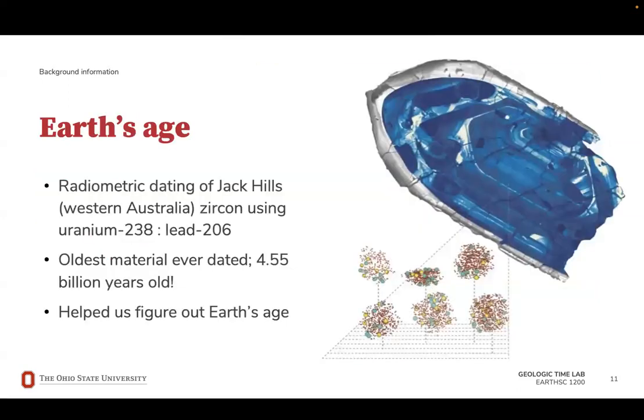Probably the most famous application of absolute age dating is calculating the age of our planet. Earth's age was determined by Earth scientists that use radiometric dating to calculate the age of zircon crystals from the Jack Hills in Western Australia. The decay pair measured was uranium-238 to lead-206.